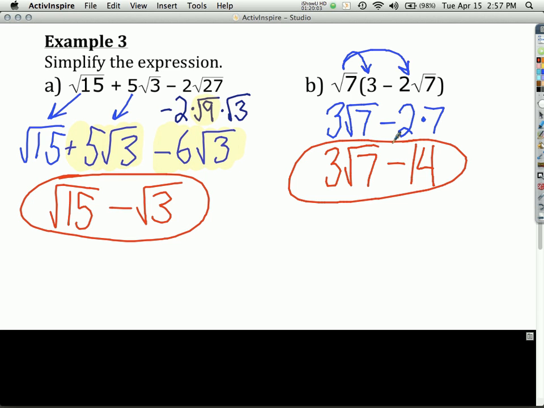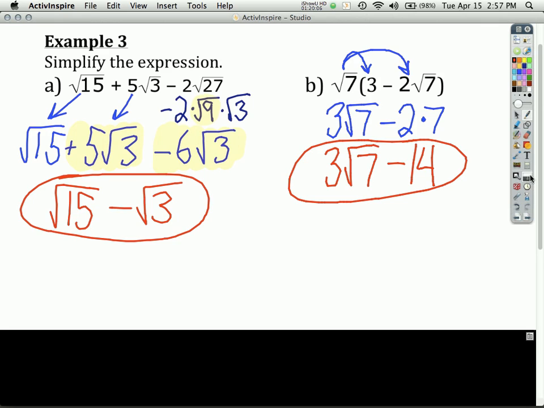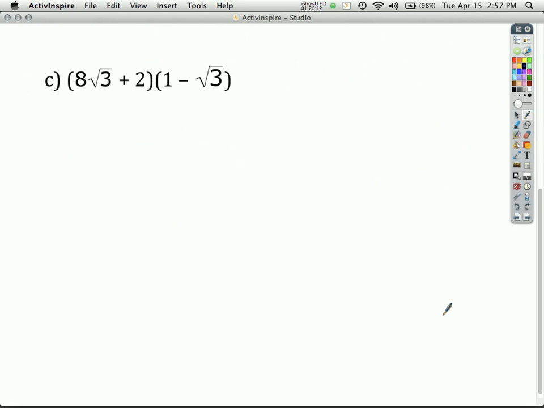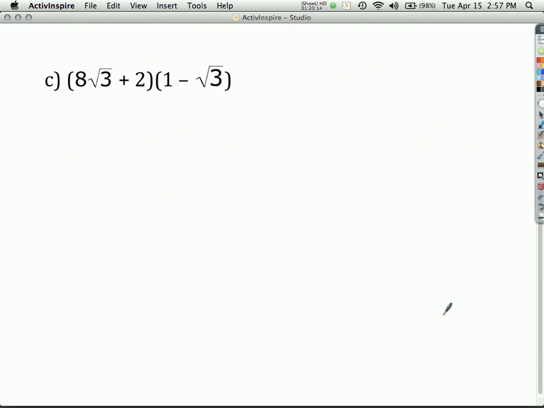Comments, questions, concerns? Last one and the biggest one. What is this an example of? Let's see who remembers what this is an example of. Foil. Yep. It's a binomial times a binomial. So remember, FOIL, F stands for the first terms. So we're going to multiply this times this. 8 radical 3 times 1. That's the first terms. The O stands for the outer.